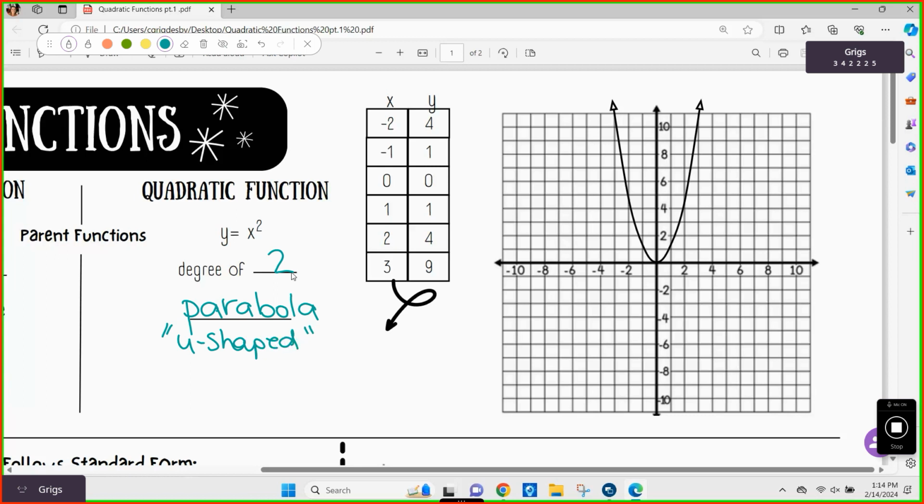It's going to be U-shaped. My handwriting on that is really good. Alright, now let's look at the table of a quadratic function.